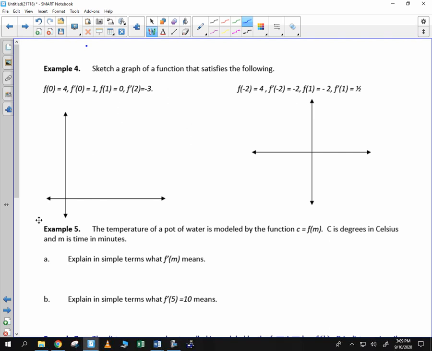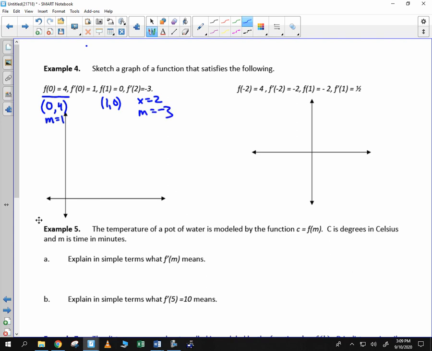Sketch a graph of a function that satisfies the following. f of 0 is equal to 4. What does that mean? That means that the function goes through the point (0, 4). f prime of 0 equals 1. That means at this spot, the slope is equal to 1. f of 1 is equal to 0. That means it goes through the point (1, 0). And f prime of 2 is equal to negative 3. That means at x equals 2, the slope is negative 3.